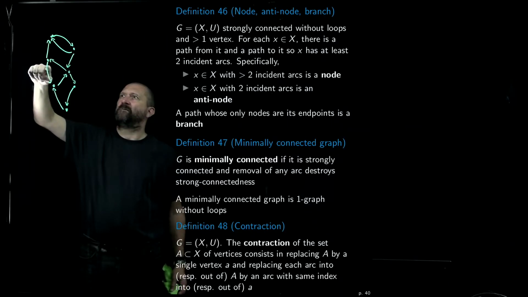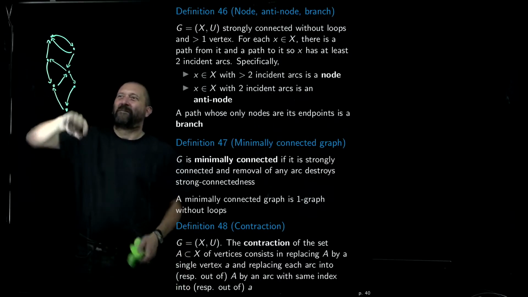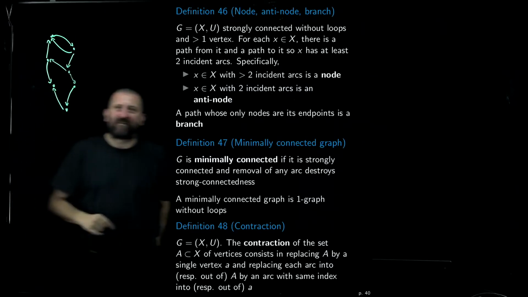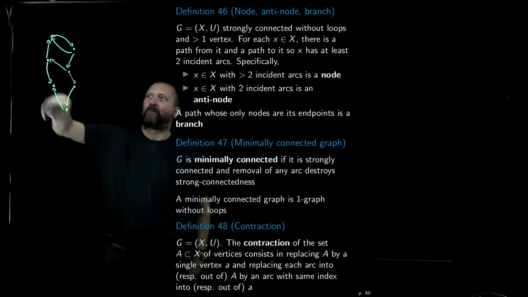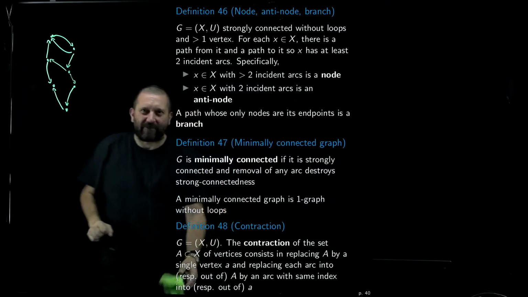I believe, no, actually, maybe I did make a minimally connected graph. No, okay, so this one. If I remove this, I'm still strongly connected. I can still go around between all the vertices. So it is not minimally connected.